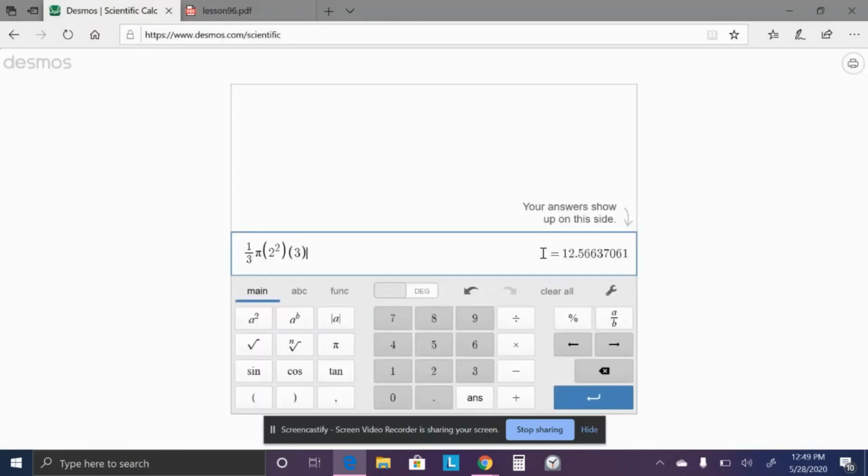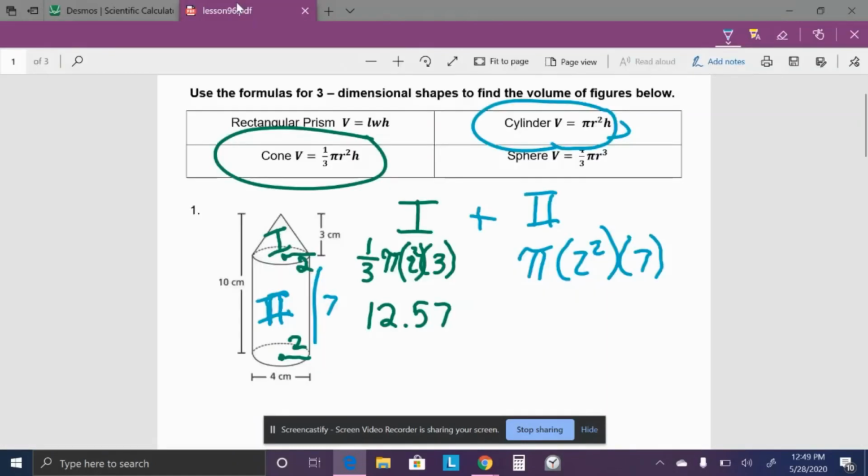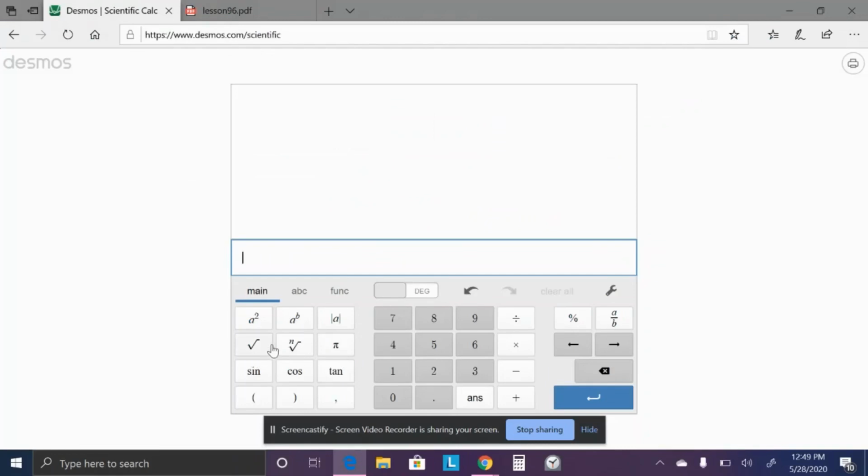Back to my calculator. Pi, parentheses, 2 squared, and then, what was it? I said 7, right? 87.96. Okay.